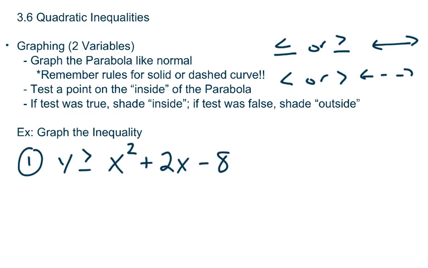After we get the parabola graphed, go ahead and test a point on the inside of the parabola. I'll show you what that looks like here in just a second. If your tested point gave you a true statement, you're going to shade the inside of the parabola. If the test was false, then you shade the outside. And I'll show you what all that means here in just a few minutes. So let's get after it.